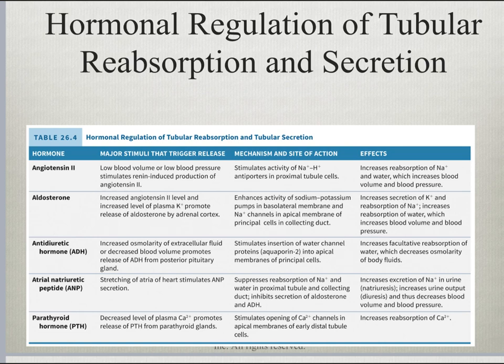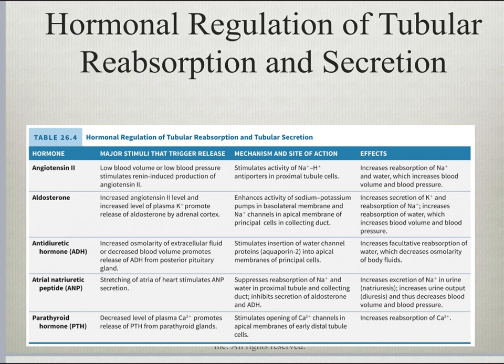Table 26.2 does a really good job of putting all these hormones together, the major stimuli that trigger the release, the mechanism and site of the action, and the overall effect. So we could go through this. We have talked about this before, but again, this kind of puts it all into motion.